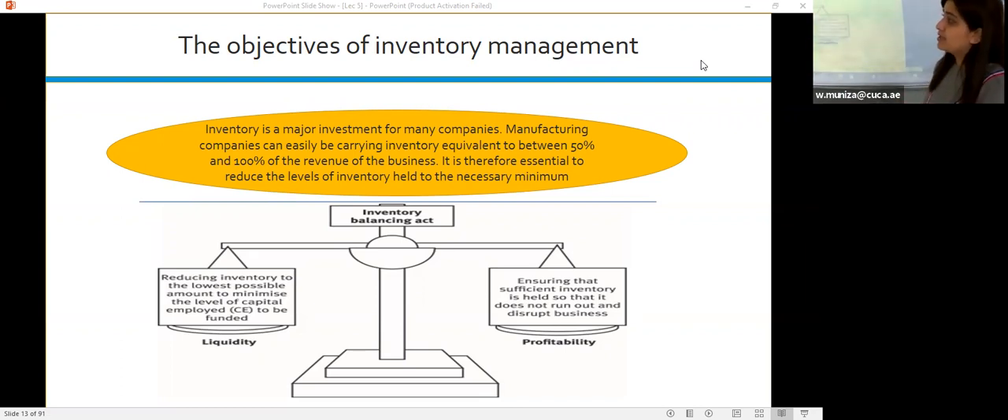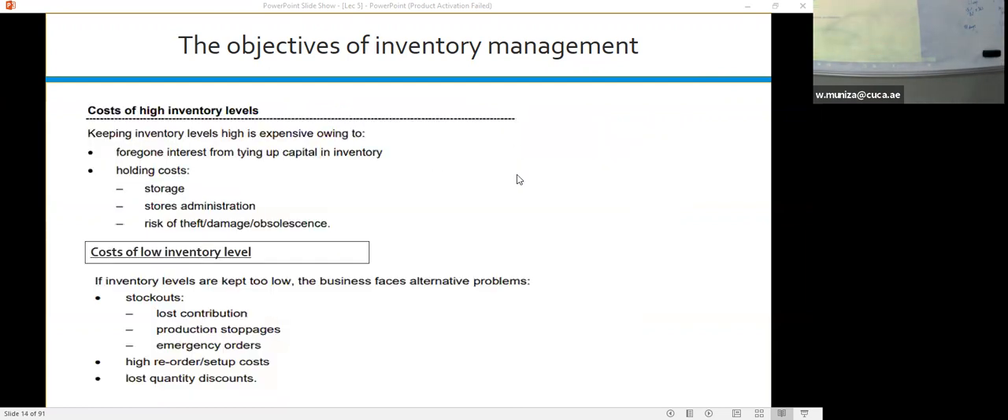So liquidity means reducing inventory to the lowest possible amount to minimize the level of capital employed to be funded. And profitability means ensuring that sufficient inventory is held so that it does not run out and disrupt business. So in both things, we need to keep a proper balance.